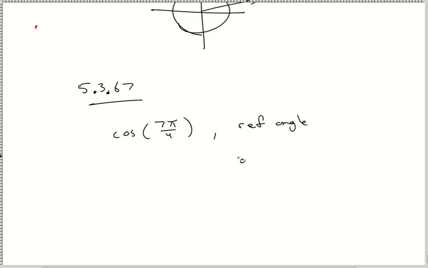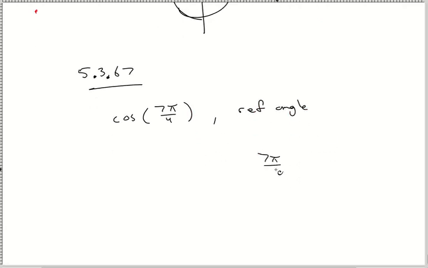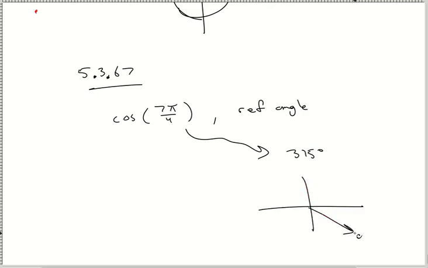Find the reference angle. Okay, so we got 7 pi over 4. And I don't know where that is. Where's 7 pi over 4? I can convert that into degree mode. Convert, convert, convert. Oh, it's 315. Oh, okay, it's over here. Reference angle would be right here. And this is 360, so what if I subtract those? 360 minus 315 is 45. So there's your answer for the reference angle.